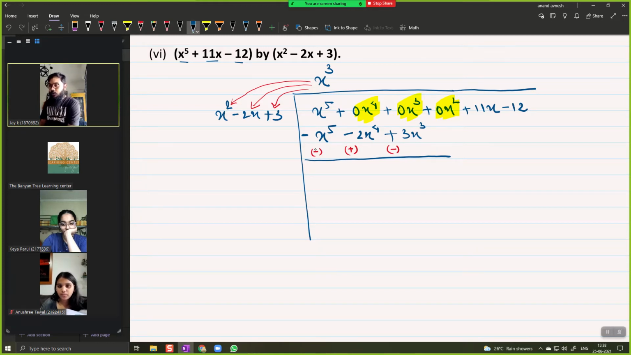X raised to 5 minus x raised to 5 will be how much? So 0. Yeah, sorry, they will cut. No, it's 0. You are right. They will cut. They are both like terms. If you subtract them, their coefficients is also 1, so they will get cut. So we have 0x raised to 4 plus 2x raised to 4. What will be the answer?